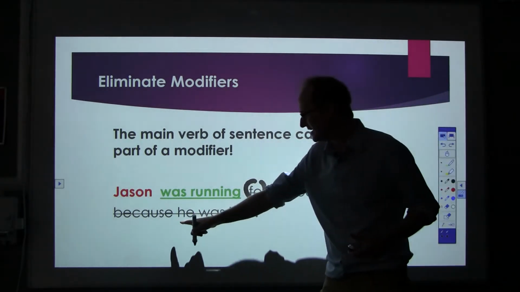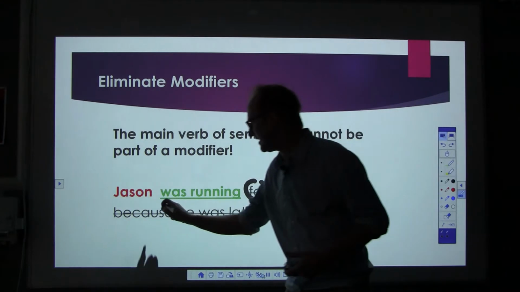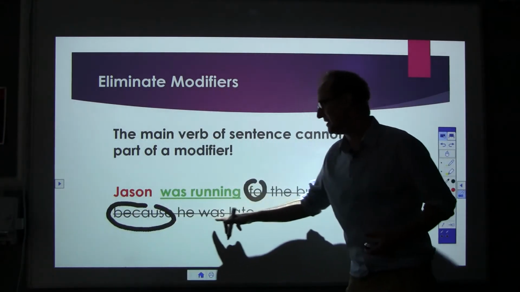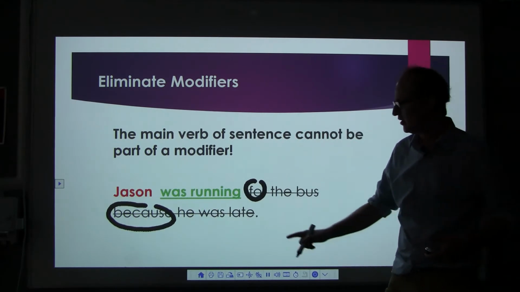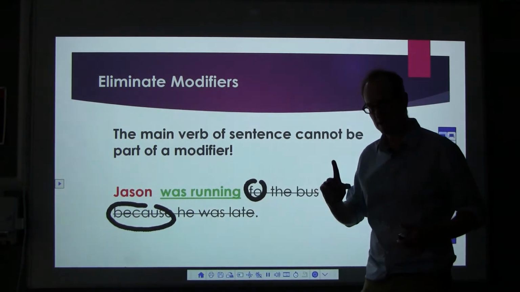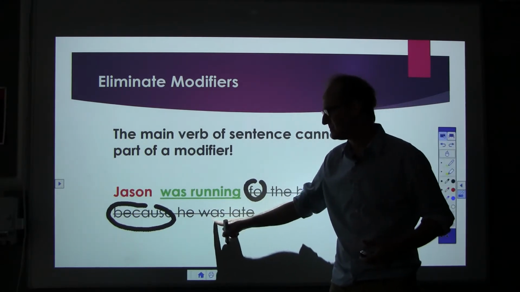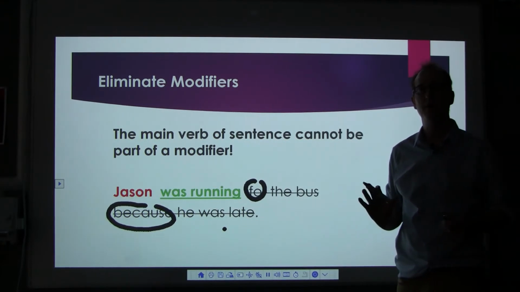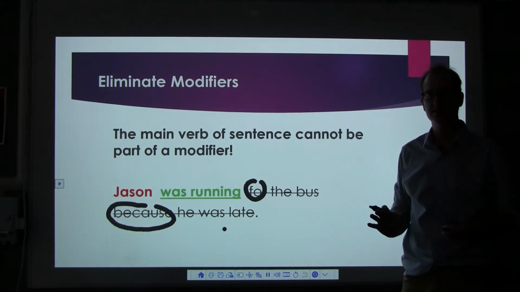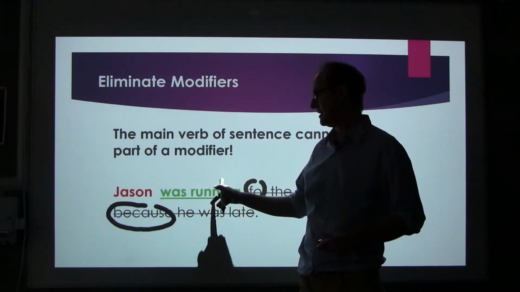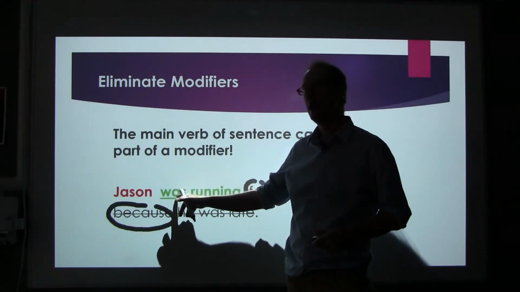And also because he was late. The word because tells us that this is another modifier, and we can eliminate that entire word group. And notice that this word group has a verb in it, was. But make no mistake, that verb, because it's part of this modifying word group, cannot be the main verb of the sentence. So the main verb of this sentence is was running. It's an action verb with a helper in front of it.